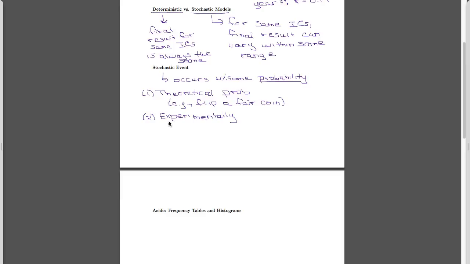Okay, so let's suppose that we have a coin. We're not sure if it's fair. So in order to test whether it's fair, maybe we flip the coin a bunch of times to determine what the probability of a heads is.